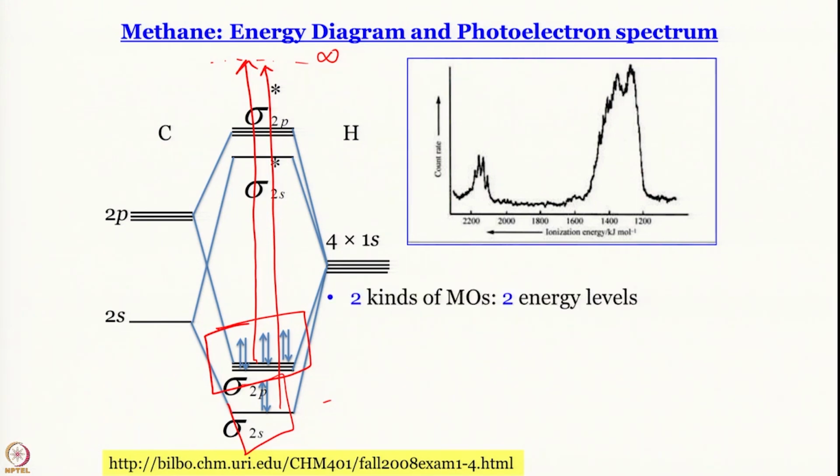So, we do have 2 kinds of MOs, 2 kinds of energy levels, and that should disturb us. What is the meaning of 2 kinds of MOs? I mean the bonds are all equivalent, right? Otherwise how is it a tetrahedron? Bond lengths are all the same. So, is that a contradiction?